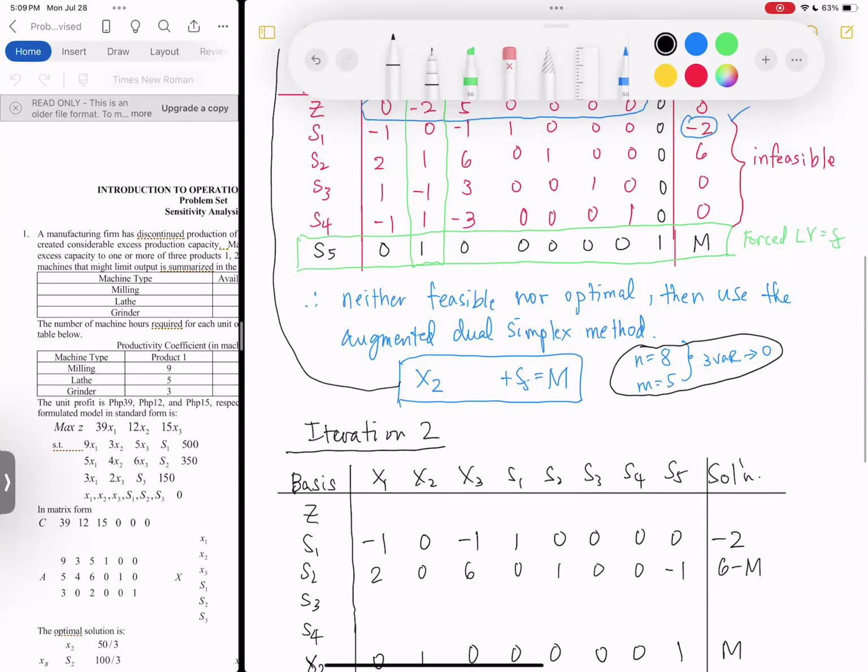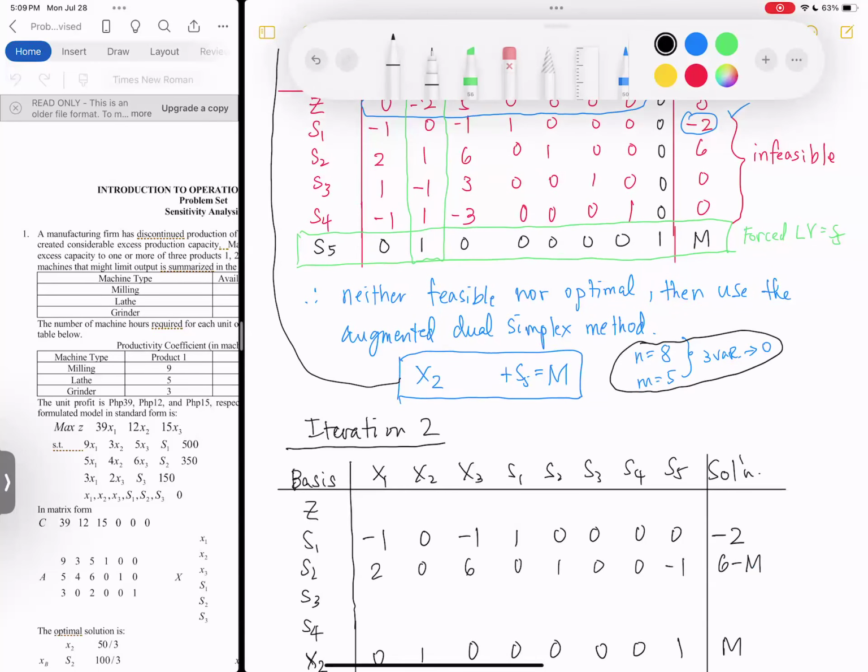Okay, next. The S3 row, I think you just have to add, right? So this should be 1, this should be 0, this should be 3, this should be 0, 0, 1, 0, 1. If I'm not mistaken. And this should be M. Is that correct? Yes po. Okay. How about the S4 row?